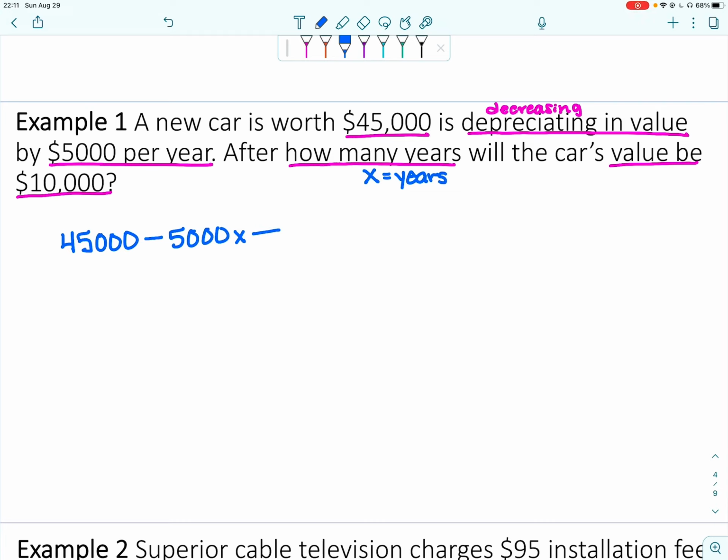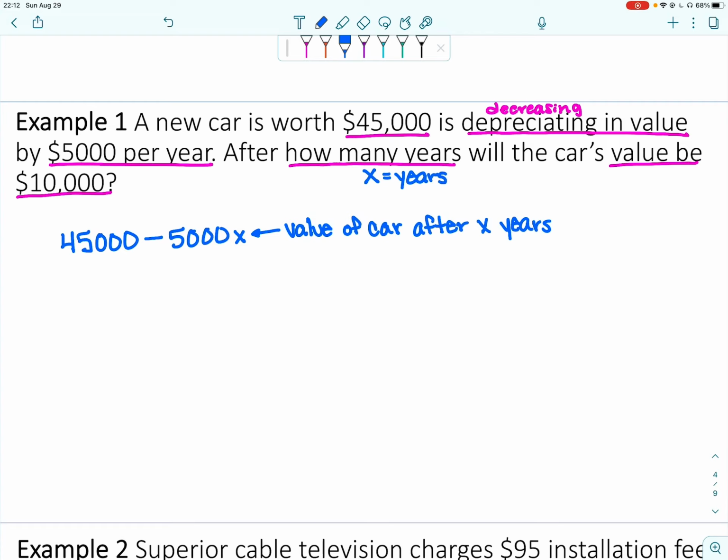This expression gives me the value of the car after X years. So it started at 45,000 and we're subtracting off $5,000 for every year that goes by, and the year is represented by the X.